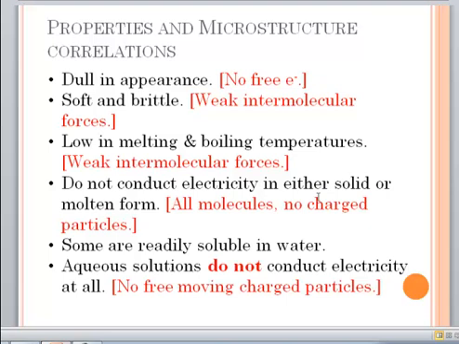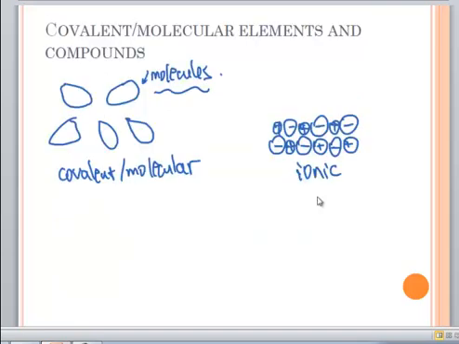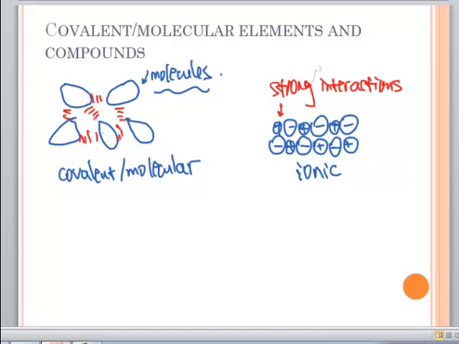So what are the explanations? What's the correlation between the bulk properties, observable properties, and the microstructure? As we draw it over there, it becomes molecules. And as you can see here, there are very strong interactions within those molecules. And in between here, it's much weaker. Okay, here it's much weaker.